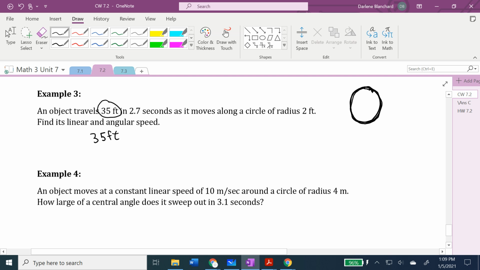If I take the linear distance and divide it by the amount of time that it took to go that linear distance, what will that give me? Oh, you made a mistake on the classwork question 4. Did I? I'll look at it in a moment.